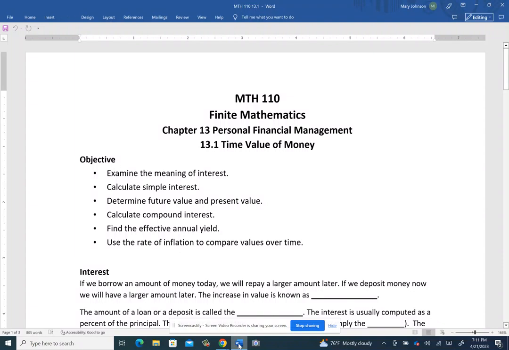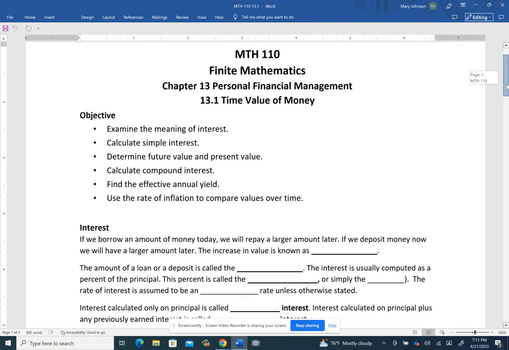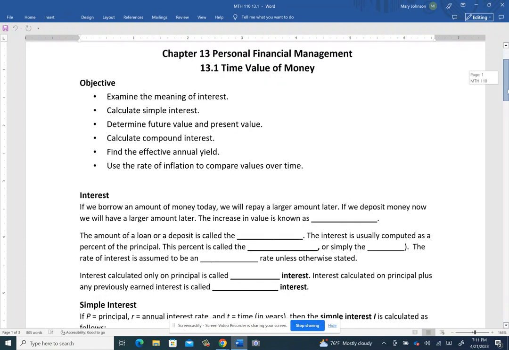All right, I'm going to do a video on section 13.1. In this section, we're looking at the difference between simple and compound interest, and we just need to learn how to use the formulas. There'll be some questions on this section that you should be able to do after you watch this video, or if you were in class to see the section covered.